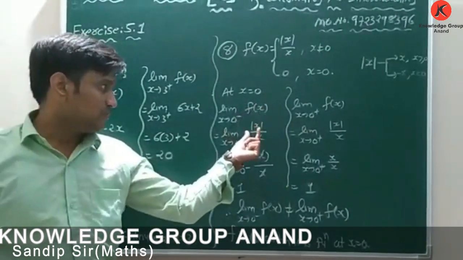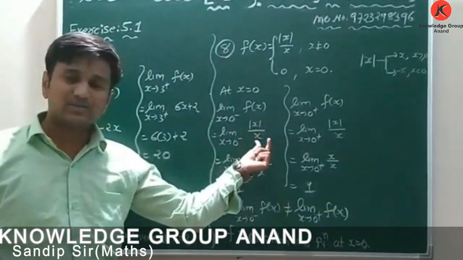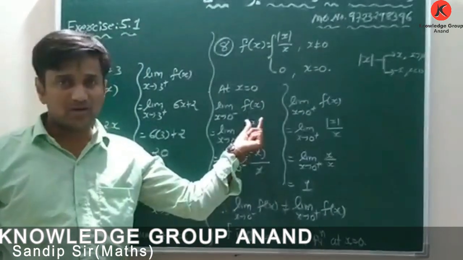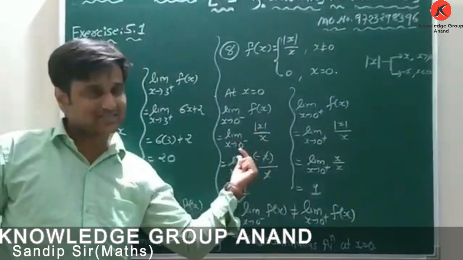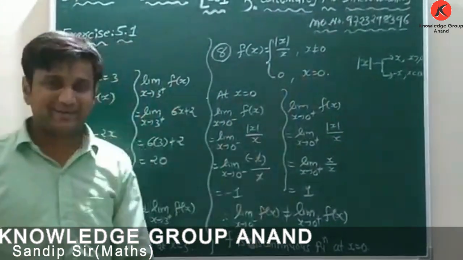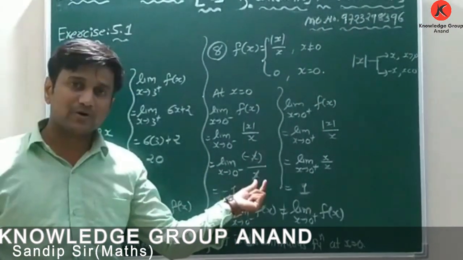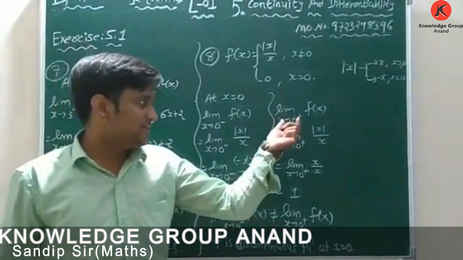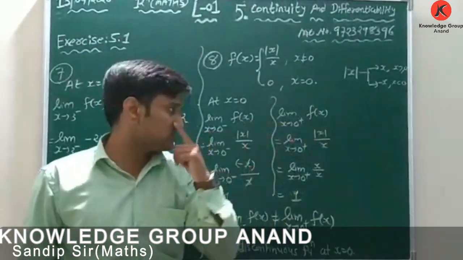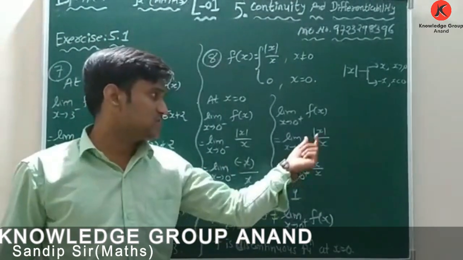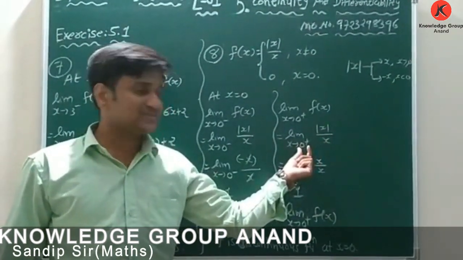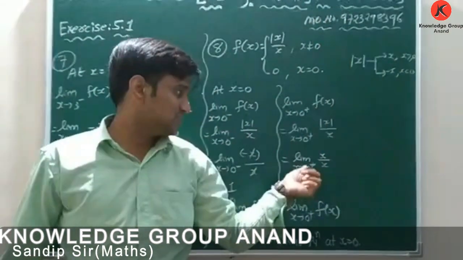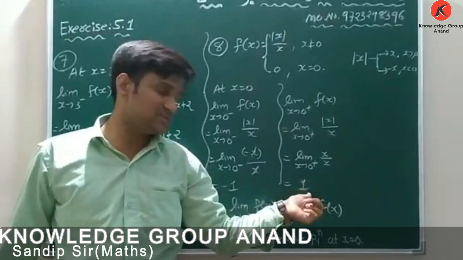Okay, that means limit x tends to 0 minus modulus x upon x. Okay, so in that limit x tends to 0 minus, modulus x gives the value, if x is less than 0, the value is minus x. That means minus x upon x, x will be cancelled, answer is equal to -1. Same way, limit x tends to 0 plus f of x is equal to limit x tends to 0 plus modulus x upon x. Okay, 0 plus is slightly greater than 0. Okay, greater than 0, modulus x gives the value of x. That means x upon x, x will be cancelled, answer is equal to 1.